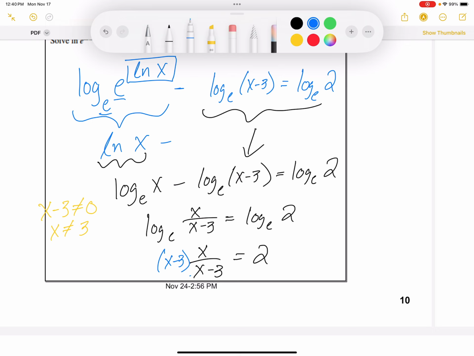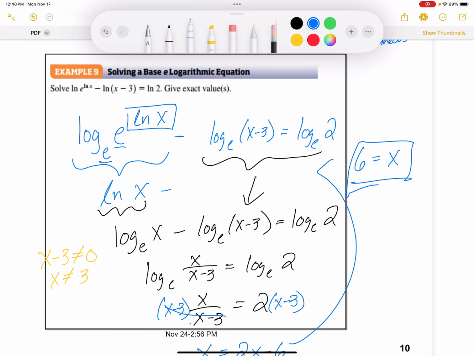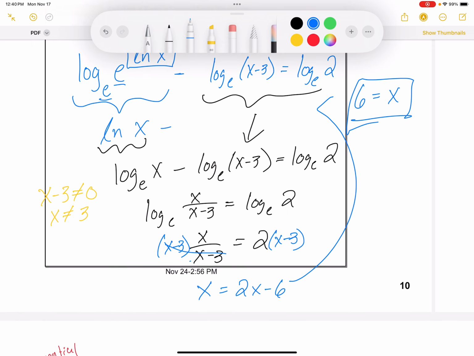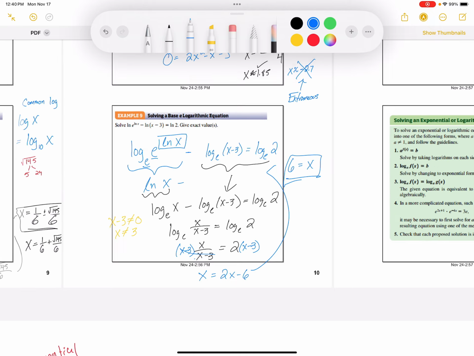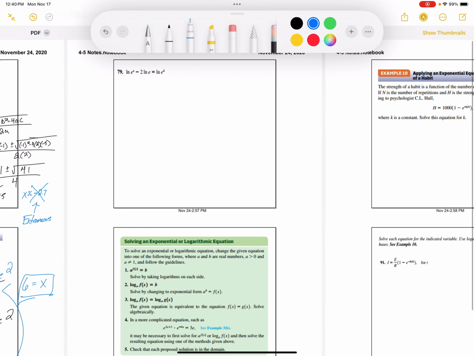All right. Multiply by x minus 3 on both sides, and we get x equals 2x minus 6. Come back up here: 6 is equal to x. We want to make sure that that 6 is good. I'm going to let you do that one.